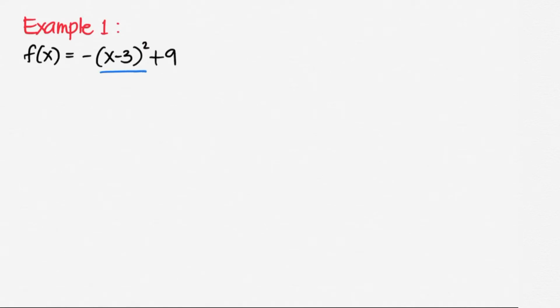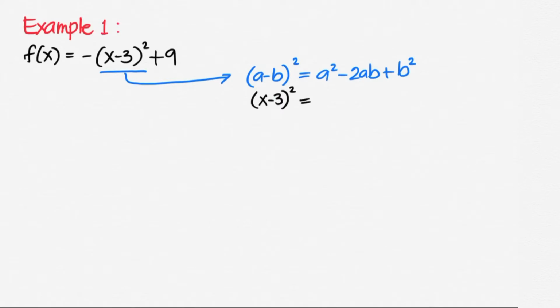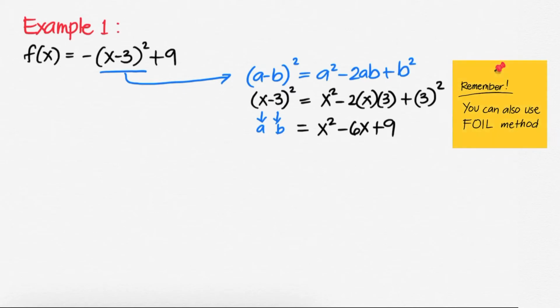Let's solve x minus 3 squared using the formula a minus b squared equals a squared minus 2ab plus b squared. In x minus 3 squared, x is the a and 3 is the b. So let's substitute: x squared minus 2 times x times 3 plus 3 squared. So let's multiply. Equals x squared minus 2 times x times 3 is negative 6x plus 9.